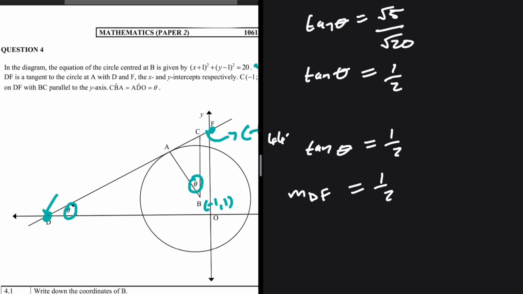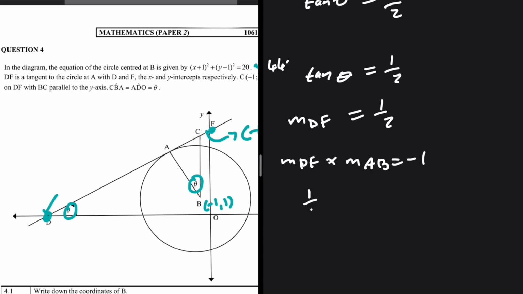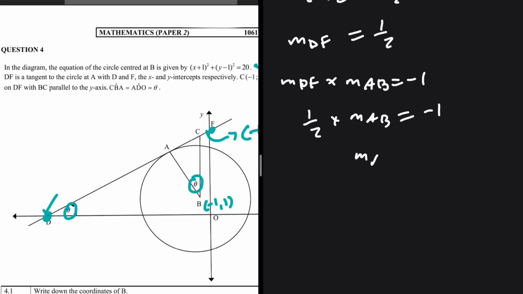As I was saying, if we have the gradient of DF, we can say the gradient of DF multiplied by the gradient of AB is -1. DF is 1 over 2, AB is what we're interested in, and this is equal to -1. So the gradient of AB is equal to -2. So y is equal to -2x plus c. That is the equation of line AB.